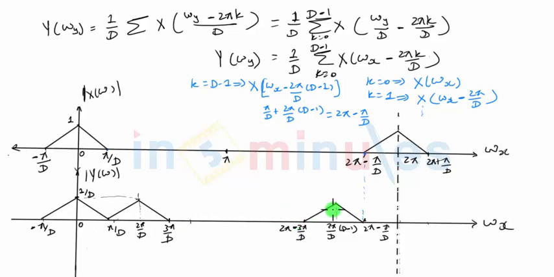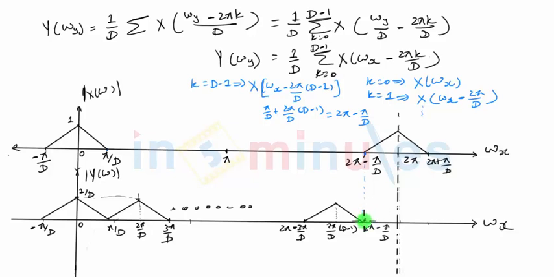So what do we have in between? In between there is nothing but repetition of the same triangular spectrum after every 2 pi by d. So one will be at 0, one is at 2 pi by d, one is at 4 pi by d, 6 pi by d, and finally 2 pi by d into d minus 1. So this is the repetition that we obtain.